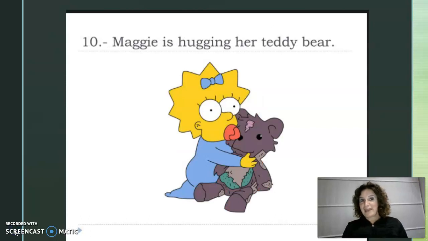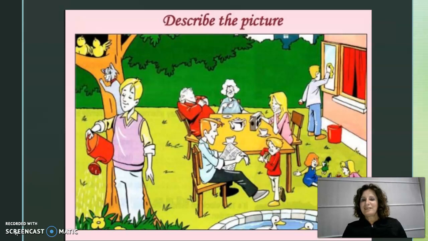And here we have Maggie, little Maggie. She looks scared, very scared. What is Maggie doing here? Maggie is hugging her teddy bear. The present continuous tense is also used to describe pictures. Here in this picture we find some people, but all characters are doing very different things. Let's see some of them. For example, the cat. The cat is climbing a tree.